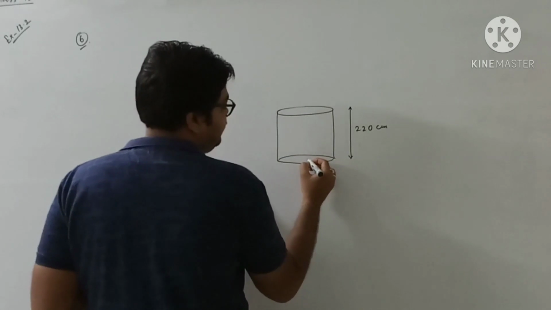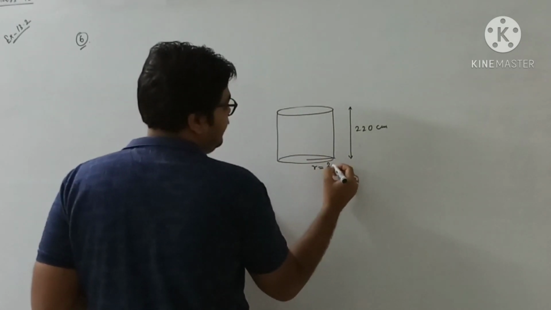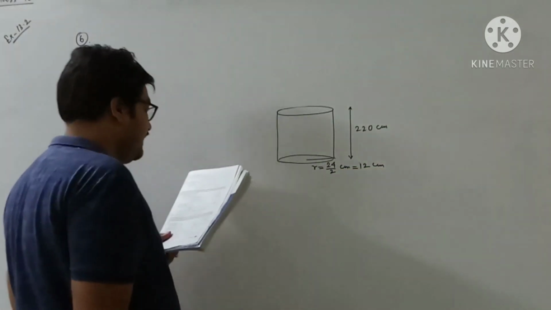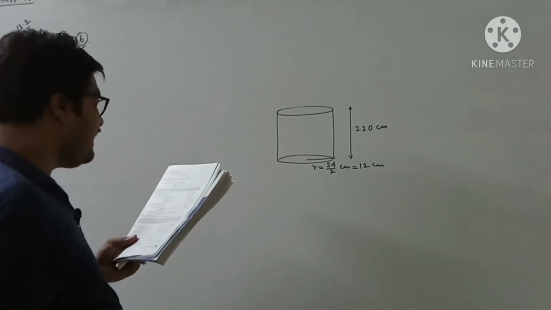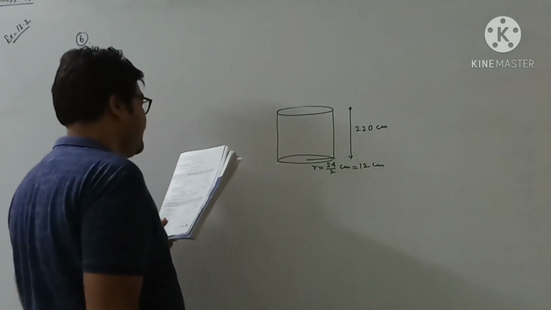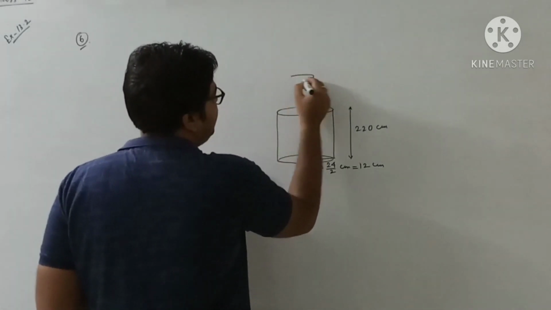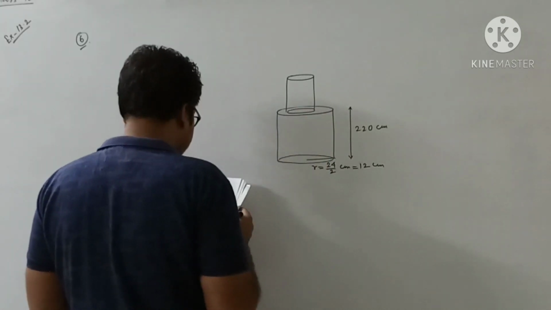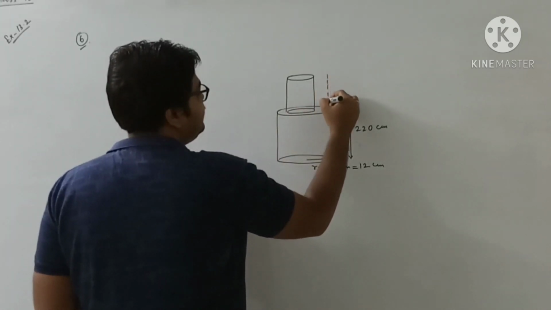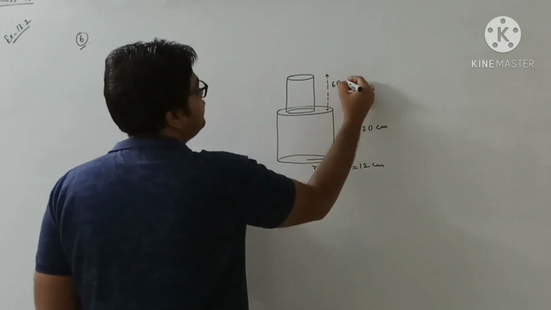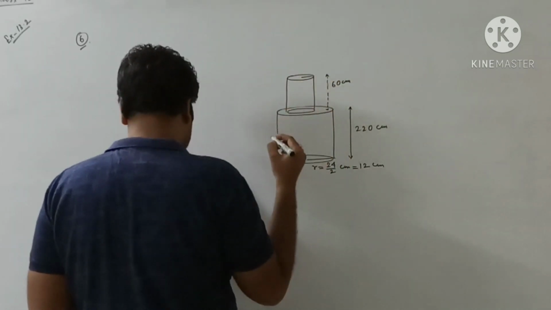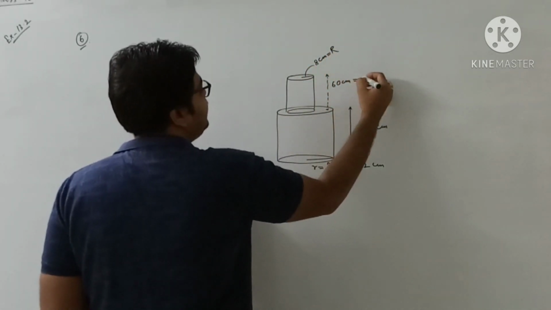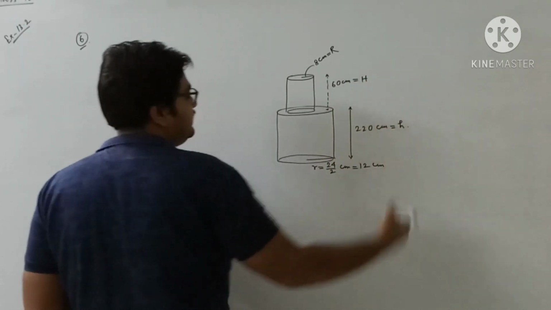And the base diameter is 24. So what will be the base radius? 24 by 2 cm, so it will be 12 cm. Okay, next. Which is surmounted by another cylinder of height 60 cm and radius 8 cm. So this one we are denoting by capital R, this side we are denoting as capital H, and this one we are denoting by small h.